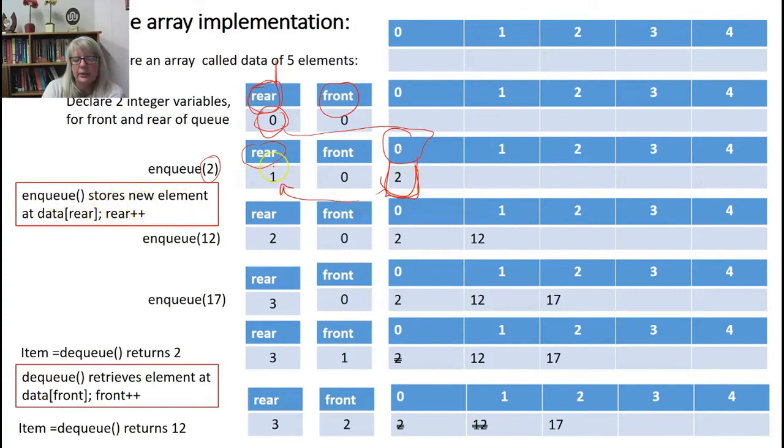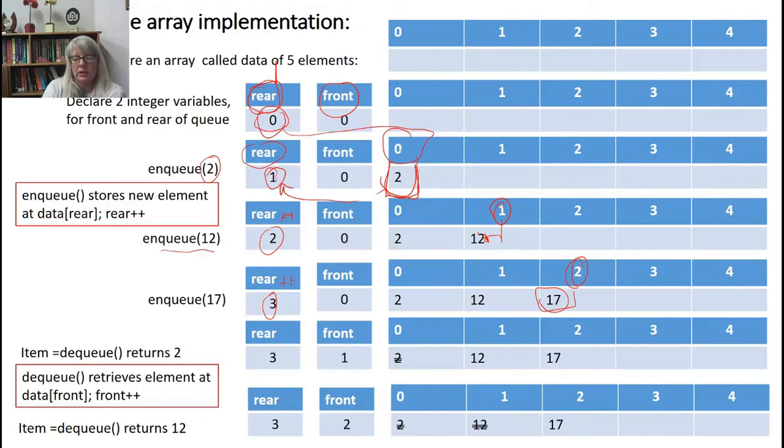Are you with me? Let's do another one. Enqueue 12. It will go to the old value of rear, which is 1. It will store the element there, and it will increment rear. Do you get it? Okay, go to the old value of rear, which is 2. Go to position 2, enqueue 17 there, and increment rear. Now it's 3.